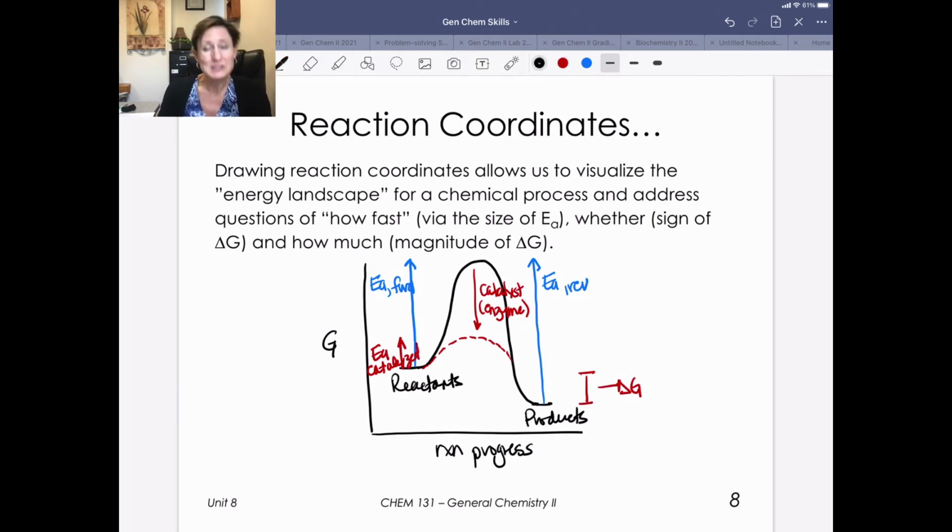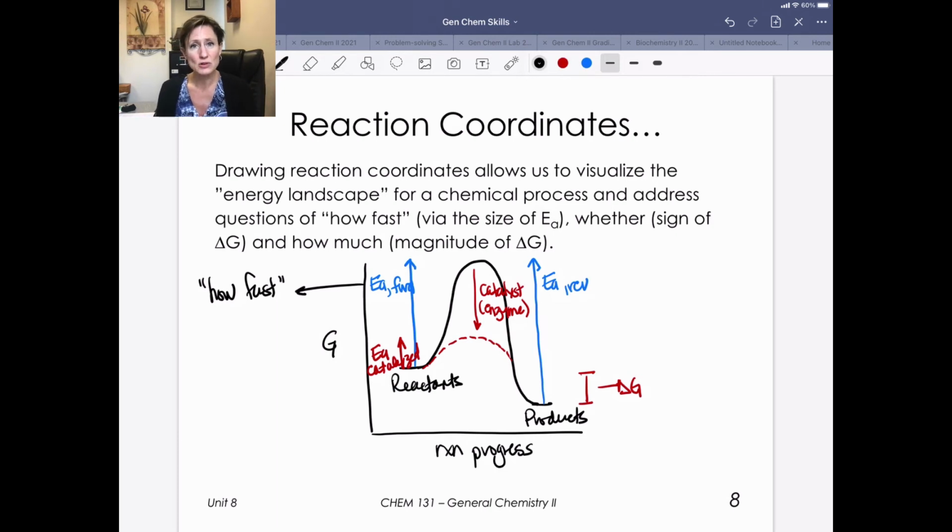Okay, so let's map some of these pieces on here, this language that we have here, because reaction coordinates are really important to allow us to visualize what we call the energy landscape for a chemical process. We're going to address, again, questions with our reaction coordinate of how fast. So when we think about how fast, that really is the height or the size of our activation energy. So this tells us how fast our process is. Noticing that when we have a catalyst or an enzyme that we've added, we've decreased the activation energy, so we've made that reaction faster.